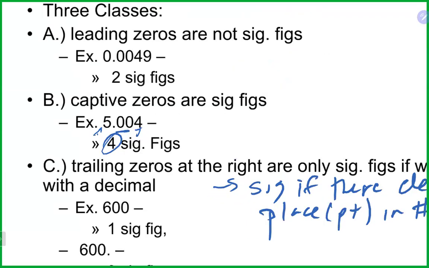So 600 written like this has absolutely no decimal point written, which means the 6 is significant, and that is it. That is the only significant figure there. It'll just have one significant figure. Although we normally assume the decimal point is at the end, in terms of significant figures, if it is not written, it's not there, so it doesn't count. You can't just assume that it's there.